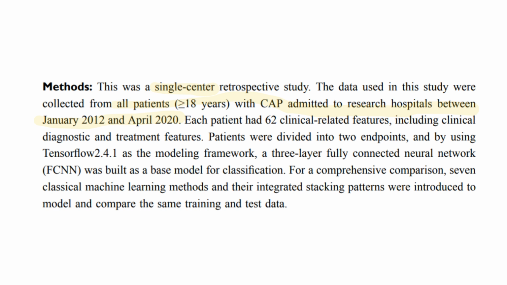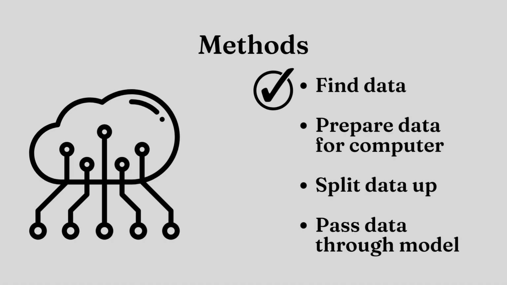It was a single-center study, and they collected the data from adult patients with community-acquired pneumonia for 8 years. Right away, we know where the data come from, so step 1 is done. Now we're on to step 2. How did they prepare the data for the computer?